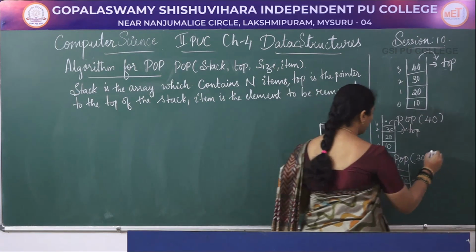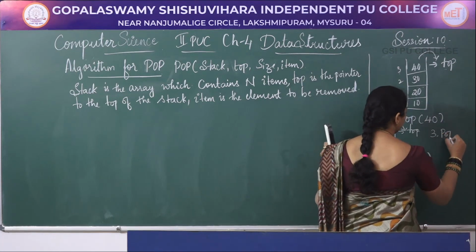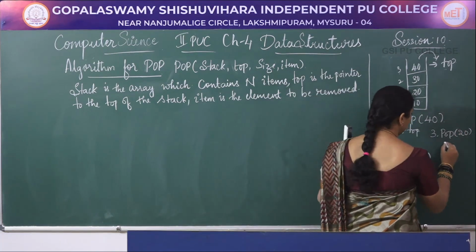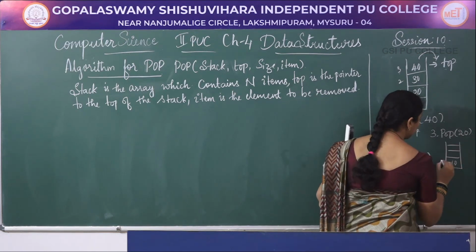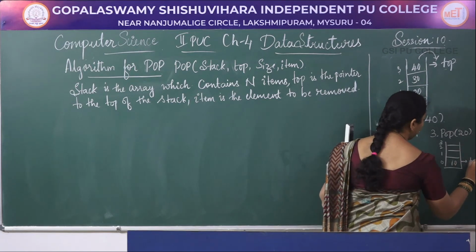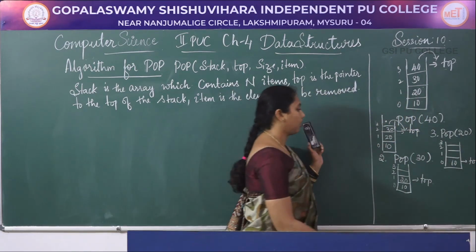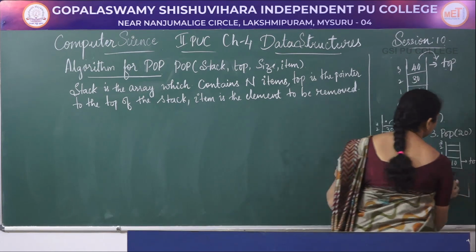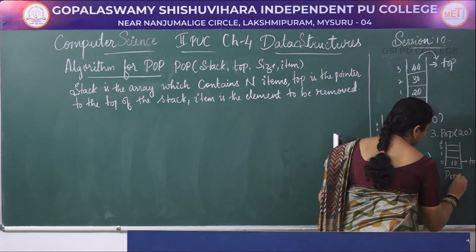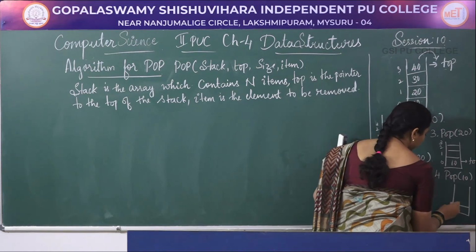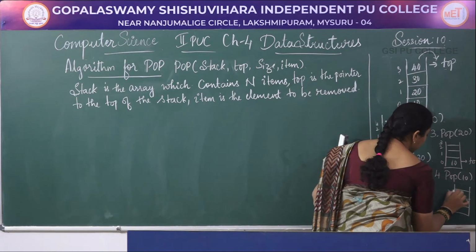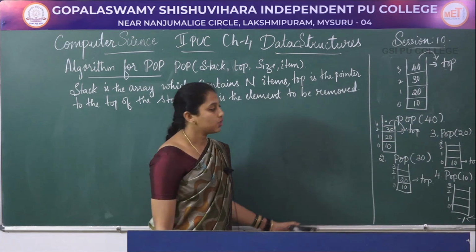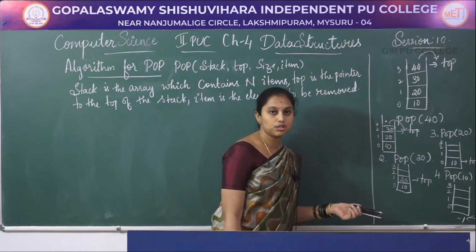So again we are removing an item called 20 from the stack. So now the stack contains only an item 10. The top of the stack is now 0. So now I am removing an item called 10. So now the stack is empty. So the position of the top is -1. So this is how we are performing pop operation on stack.